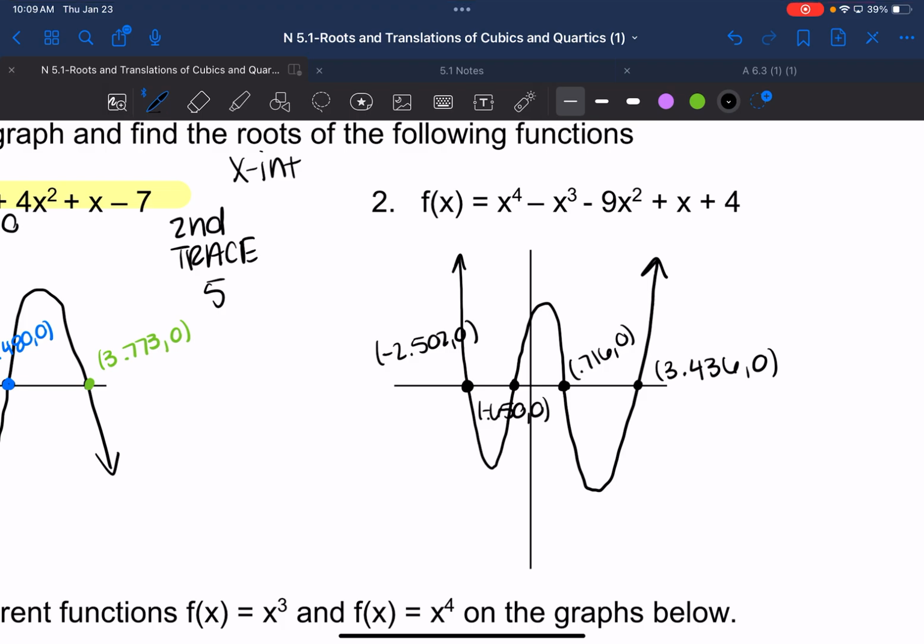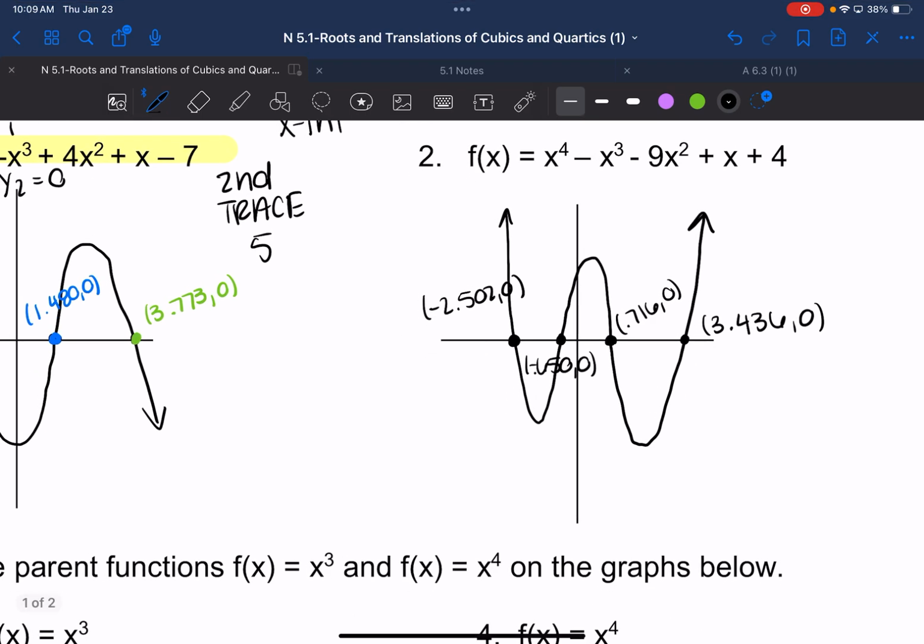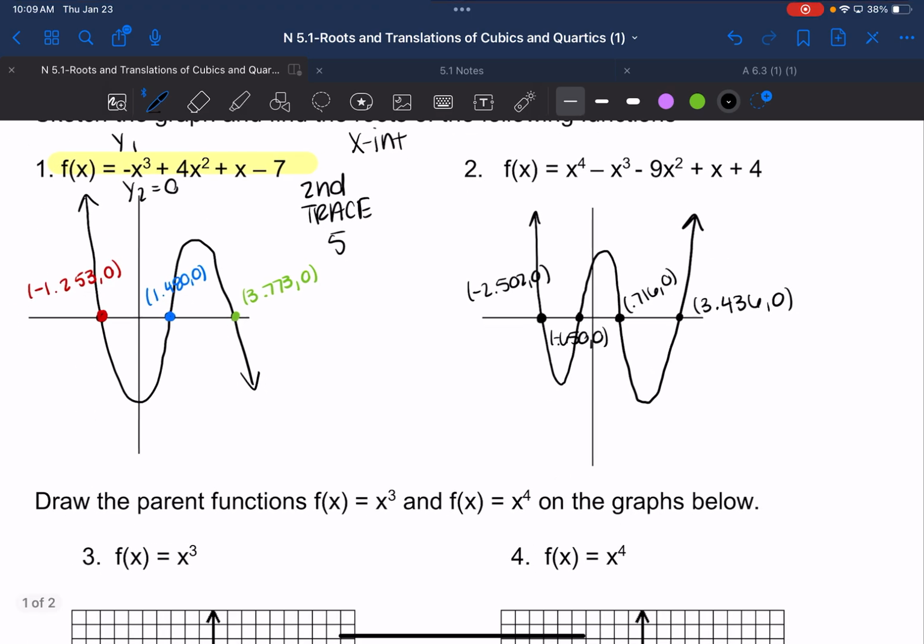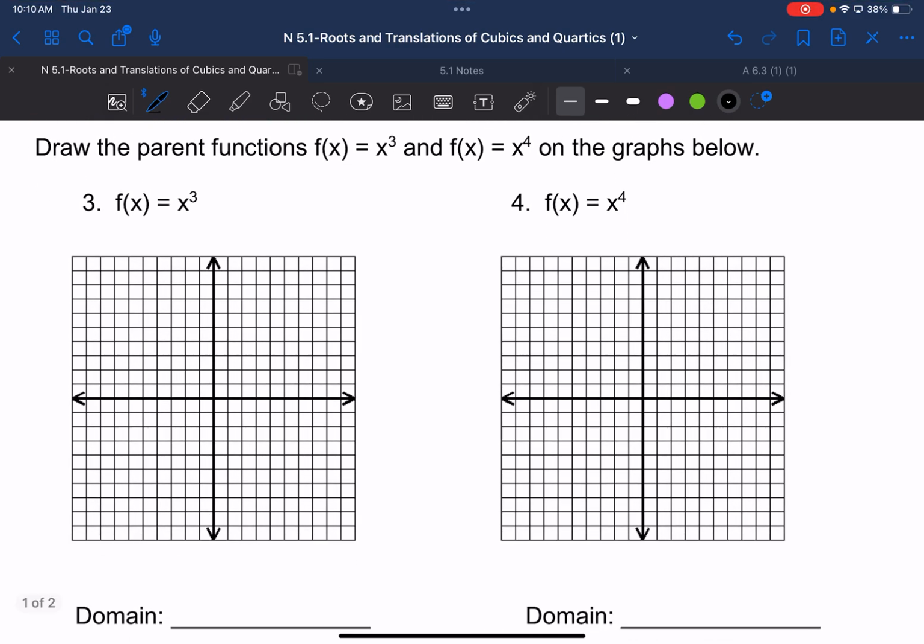Okay, perfect. So now we can give a sketch as well as find the zeros. Even if they're not nice, neat numbers, we know how to locate them in our calculator. Now that we can find its zeros, it goes on to say they want us to draw the parent functions x cubed and x to the fourth on the graphs below. We have a general idea of what these look like, but when it comes to transforming them, we do need a few concrete points, right?